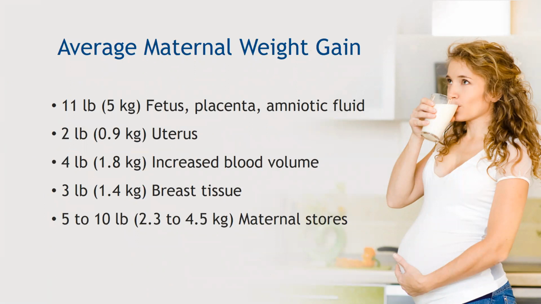Maternal weight gain, just from the fetus and the pregnancy itself, is significant. 11 pounds is accounted for by the fetus, the placenta, and the amniotic fluid. 2 pounds for the uterus size. 4 pounds for increased blood volume. 3 pounds for increased breast tissue, and 5 to 10 pounds for maternal stores.